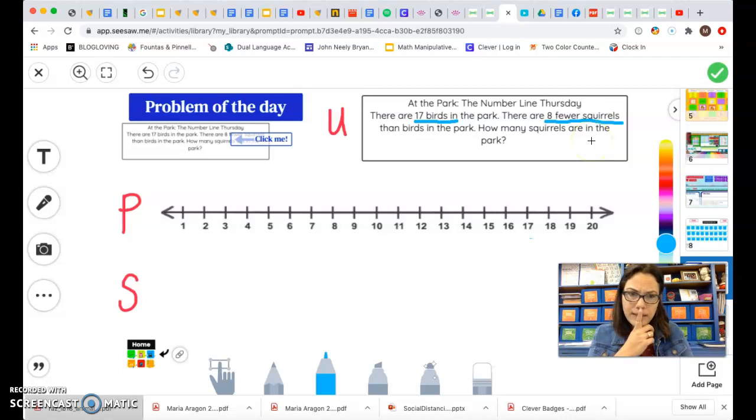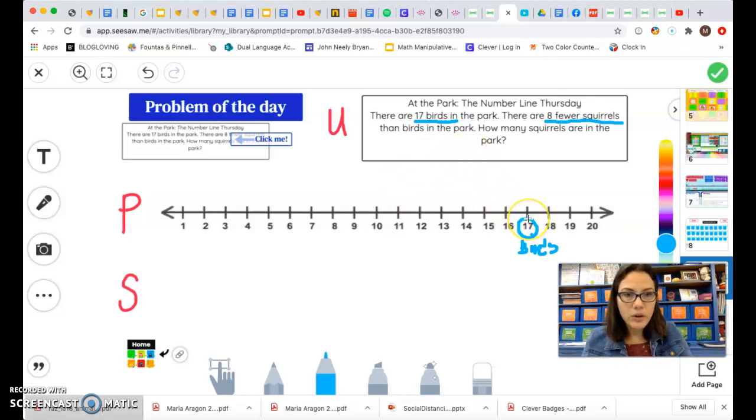So let me use my number line to solve this word problem. If there are 17 birds at the park, I'm going to go ahead and write the word bird so I know that's what this means, birds. 17 birds. And there are 8 fewer squirrels than birds, then that means that somewhere on this side of the number line, I'm going to find out how many squirrels there are, right? Because it's fewer, meaning less.